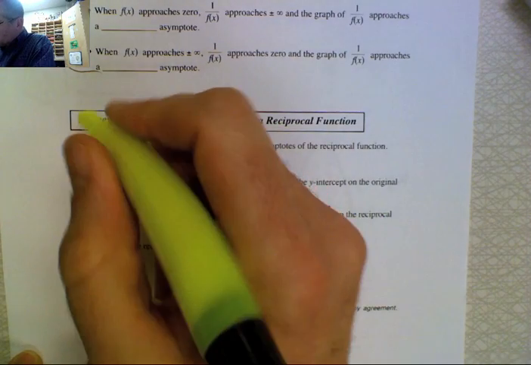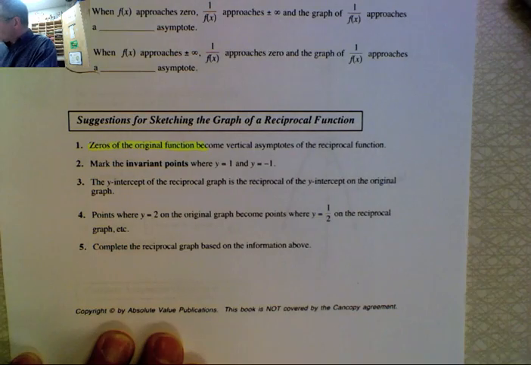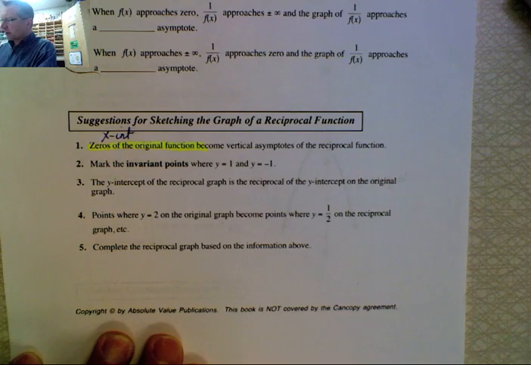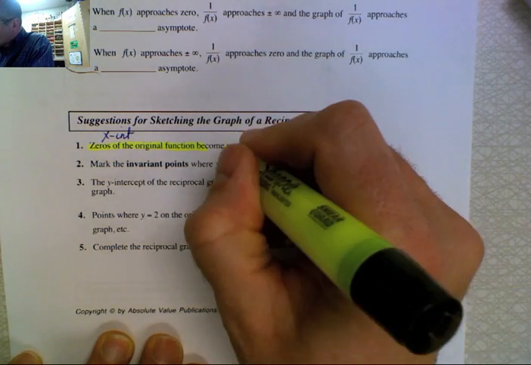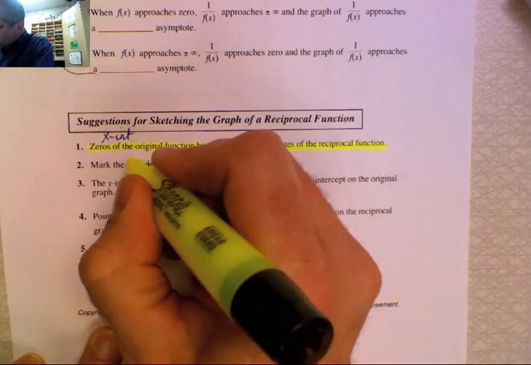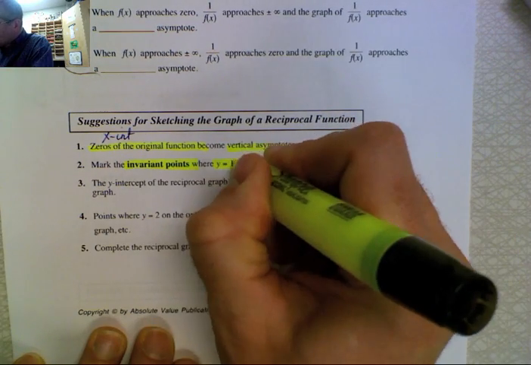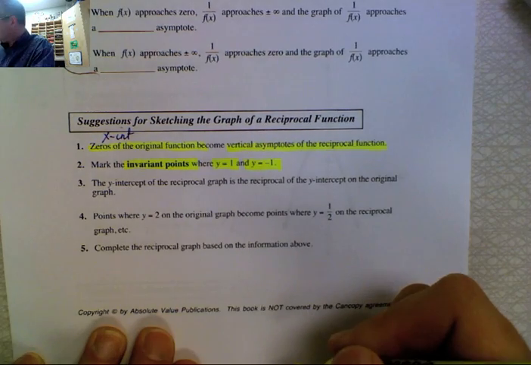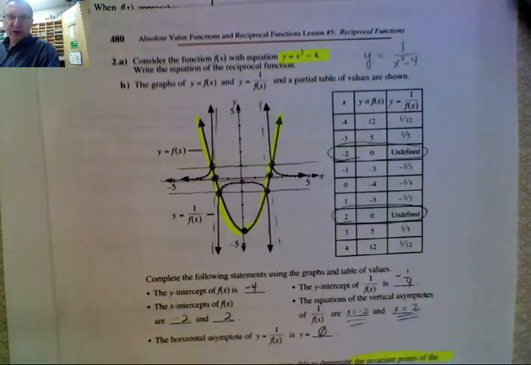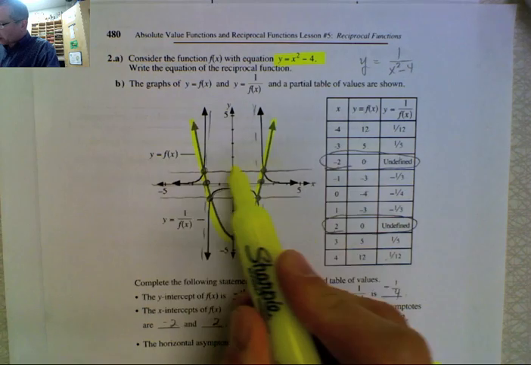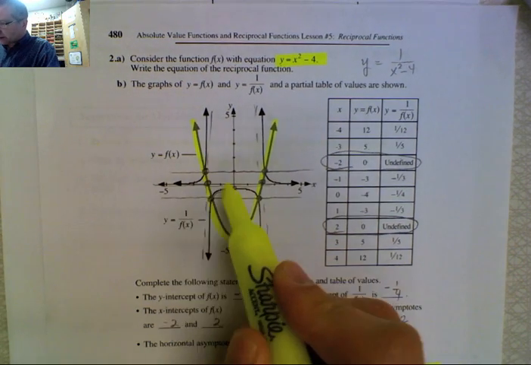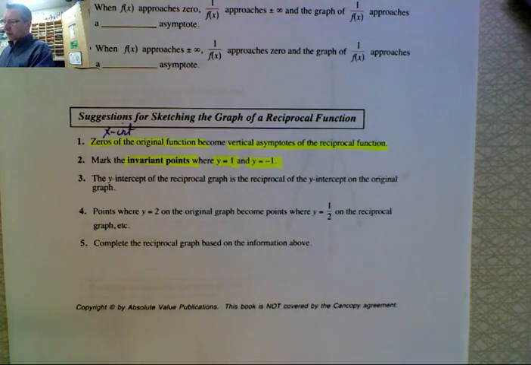First thing we need to know is that the zeros of the original function, which are the same as the x-intercepts of the original function, become vertical asymptotes in our reciprocal function. We have invariant points where y is +1 and -1. We talked about that just a minute ago, where we took this graph and drew horizontal lines at 1 and -1 on the y-axis, and that identified where our invariant points were.